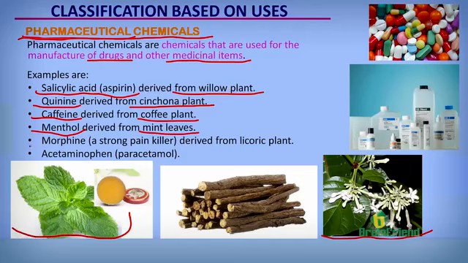We have morphine, an example of a pharmaceutical chemical. Morphine is a strong painkiller. It is used to manufacture strong painkillers. And morphine can be gotten from licorice plants. These are the roots of licorice plants. The last example of a pharmaceutical chemical is acetaminophen. Acetaminophen is a chemical that is used to manufacture paracetamol.